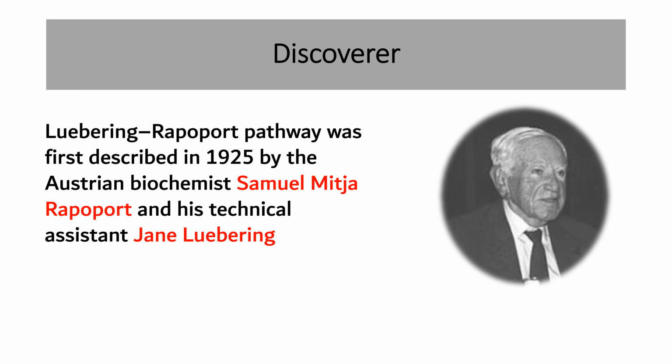So the Rapaport-Leubering shunt was first described in 1925 by the Austrian biochemist Rapoport and his technical assistant Jane Leubering. The person given in the picture is Rapoport, and there is no picture available on the websites for Leubering. So these two people were the scientists who discovered the Rapoport-Leubering shunt. It is otherwise known as the 2,3 BPG shunt. BPG means bisphosphoglycerate.